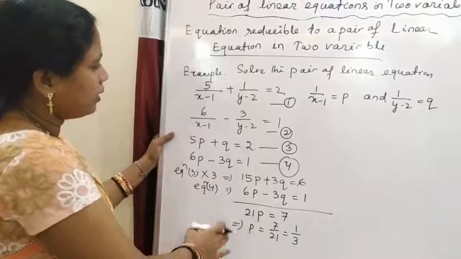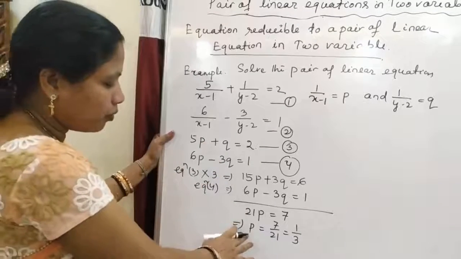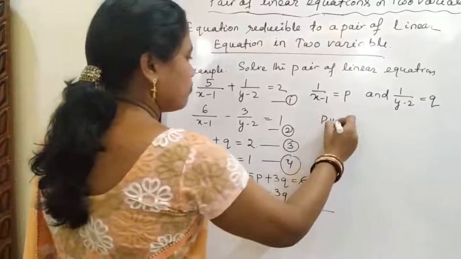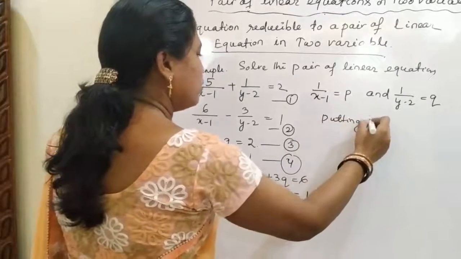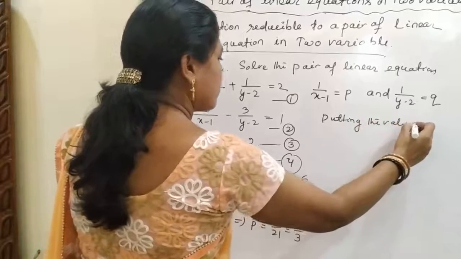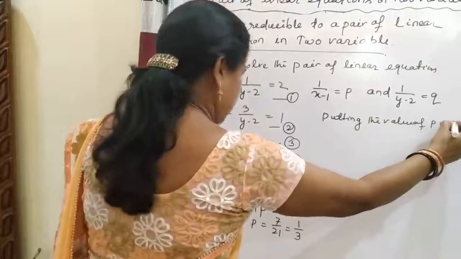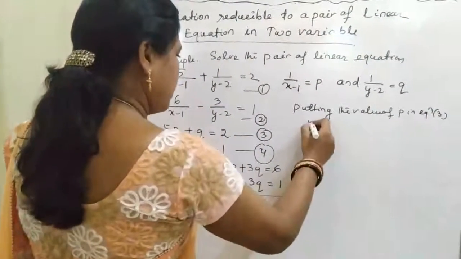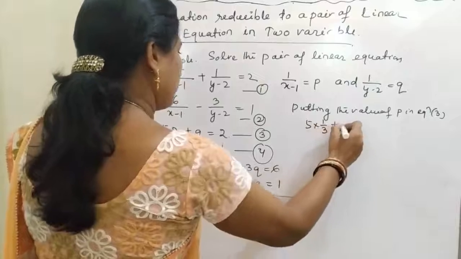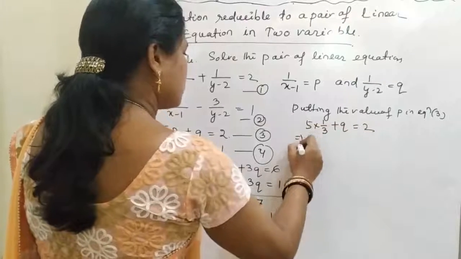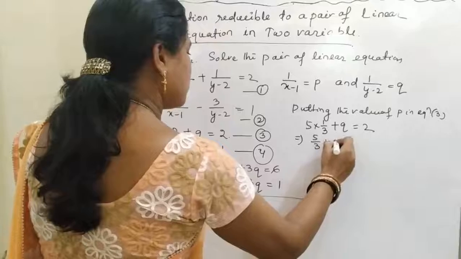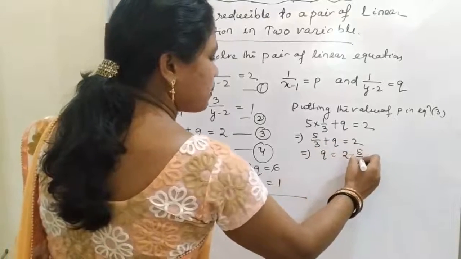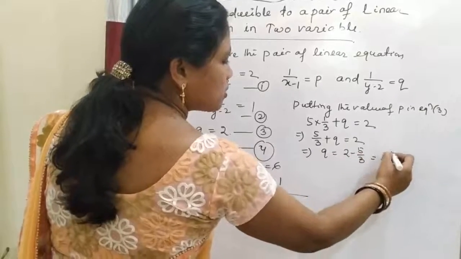Then to find the value of q, I will put the value of p in equation 3. So 5 multiplied with 1/3 + q = 2. So this implies 5/3 + q = 2. So this implies q = 2 - 5/3. So this becomes 1/3.